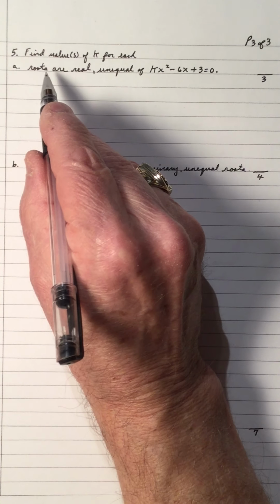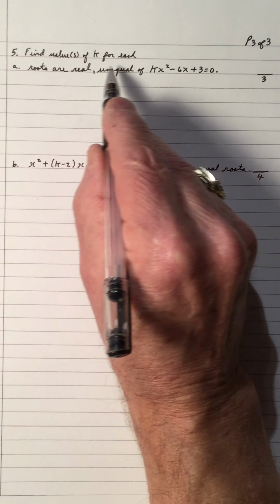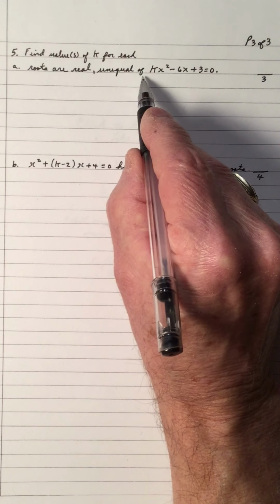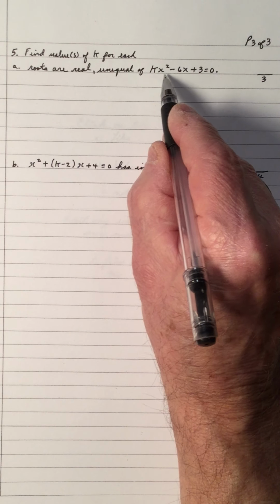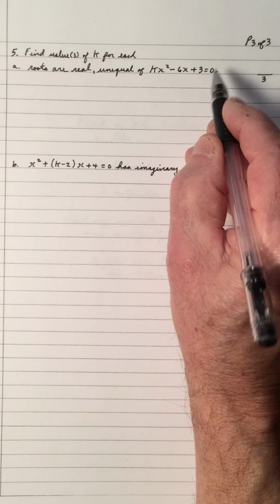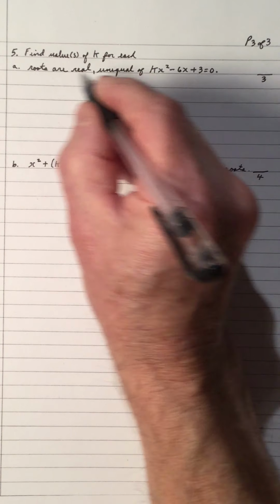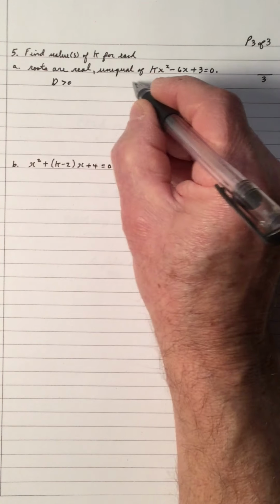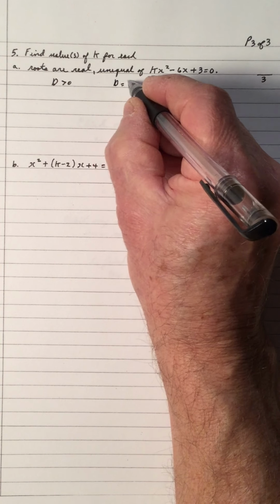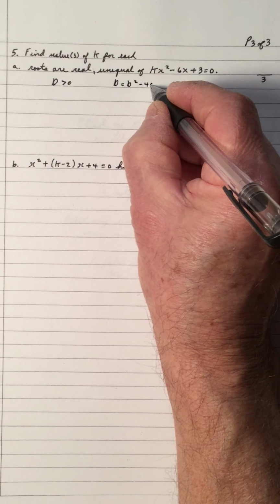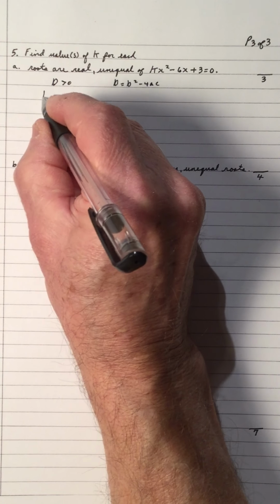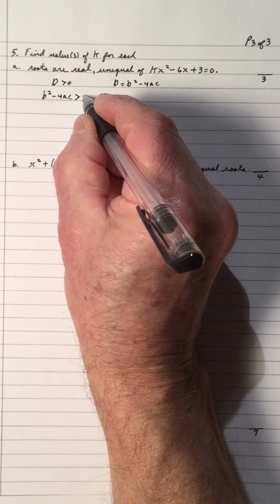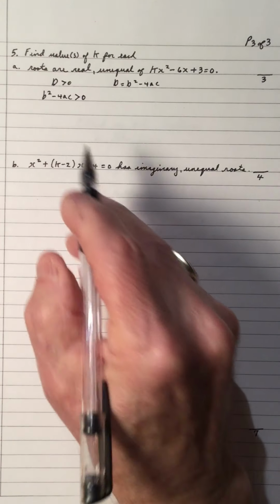Number 5, another video that we did. Find the value of k for each. A, the roots are real and unequal of kx² − 6x + 3 = 0. So if the roots are real and unequal, that means the discriminant is greater than 0. And we know that the discriminant is equal to b² − 4ac. Therefore, b² − 4ac is greater than 0.